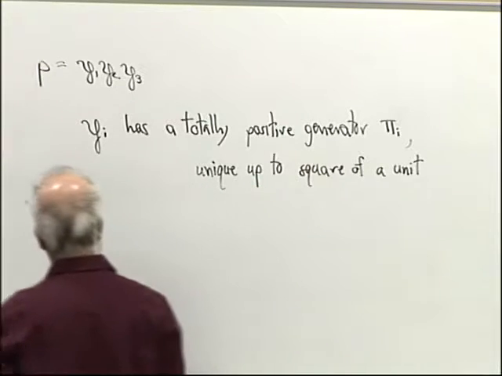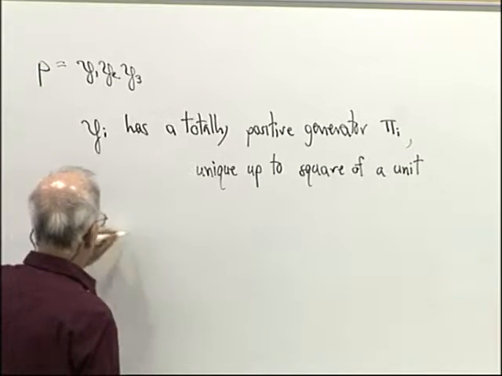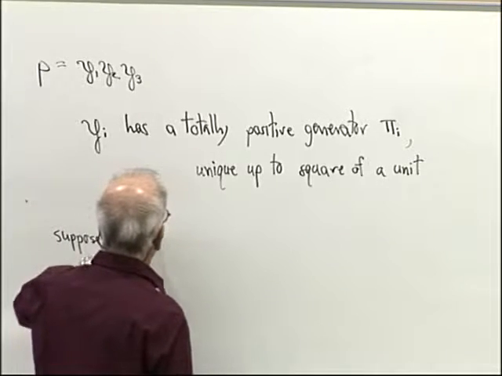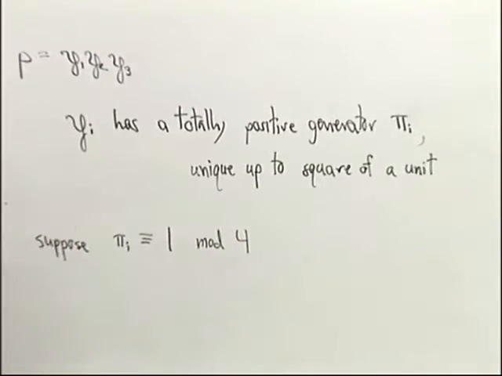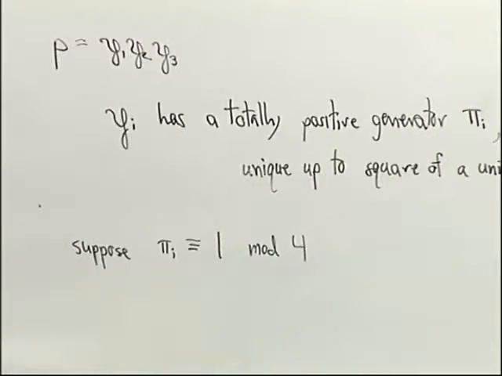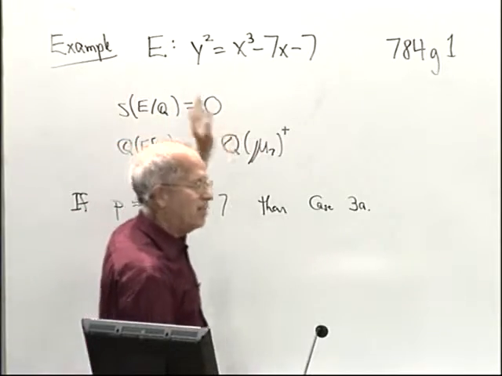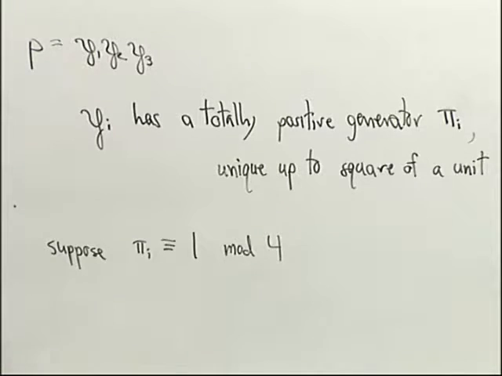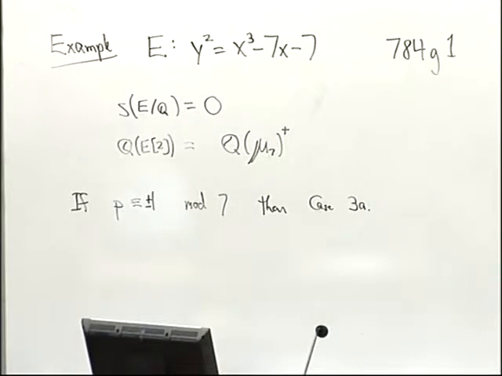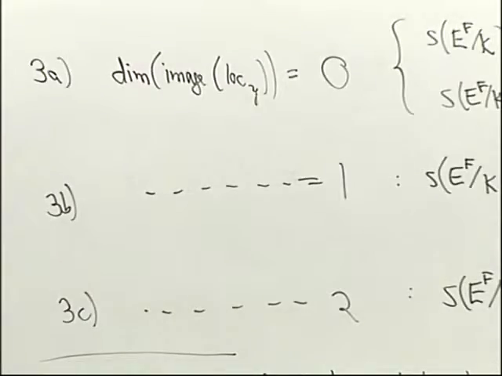So let me make a slight extra hypothesis. Suppose that this pi I is also congruent to 1 mod 4. And it doesn't matter which I you choose, they'll all be equivalent. And so this amounts to asking not just that P splits in this cubic field, but it splits in a certain ray class field of this cubic field. But let me just suppose that. And then I can tell you which of these two cases we're in.